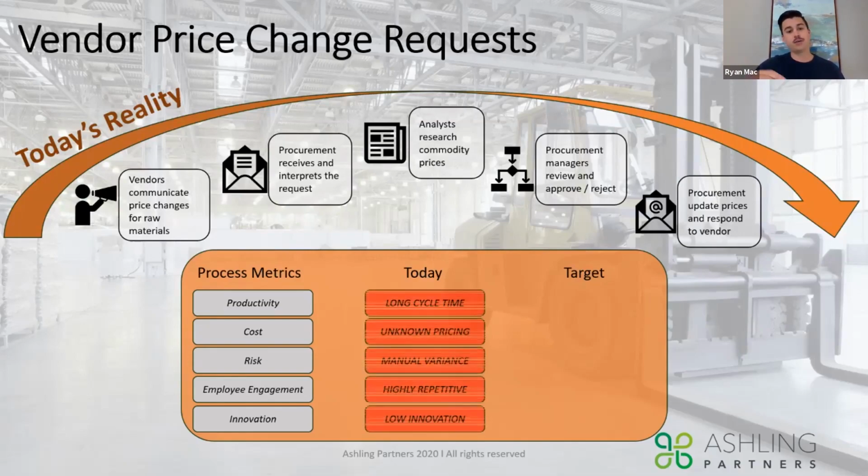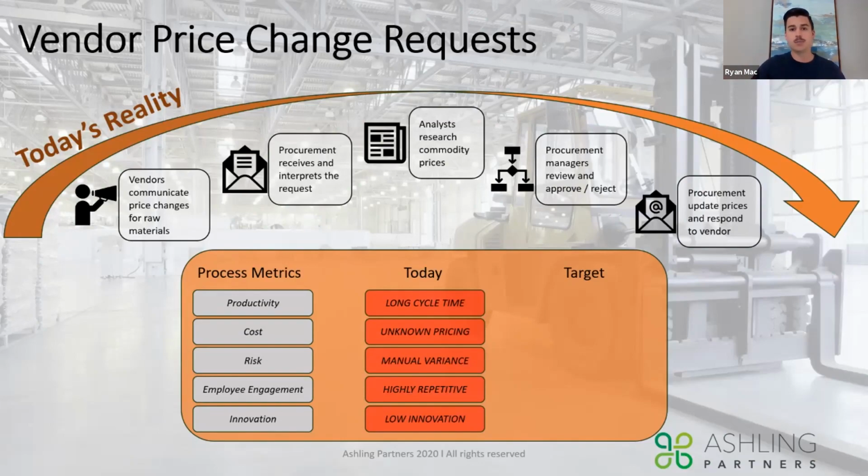And so if we were to evaluate this process that we just looked at, one, we've got long cycle times. We don't actually know if we're getting the best price, if items are falling through the cracks, or if we're not responsive enough in our research. There's certainly a potential for manual variance as we've got very manual activity and different actors who are executing various steps.